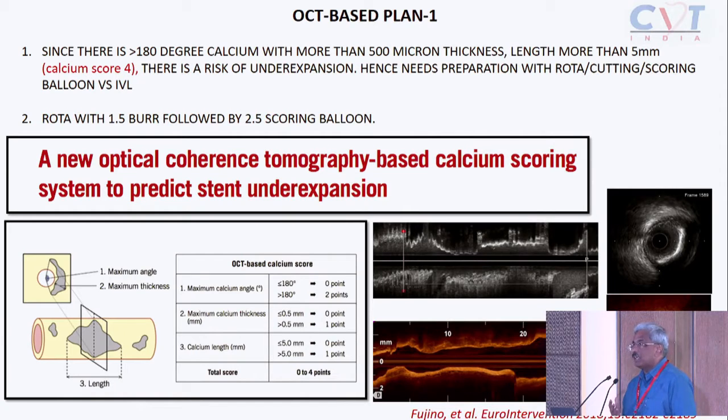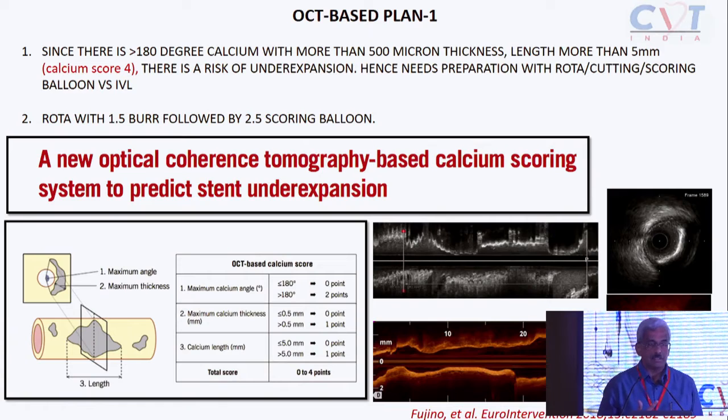What sort of device will I use? This is eccentric calcium. I will not use a high pressure balloon. I will not use IVL because this is not concentric calcium. The IVL balloon will not work because it will give the pulse on the wrong side, and it could create a rupture of the balloon.